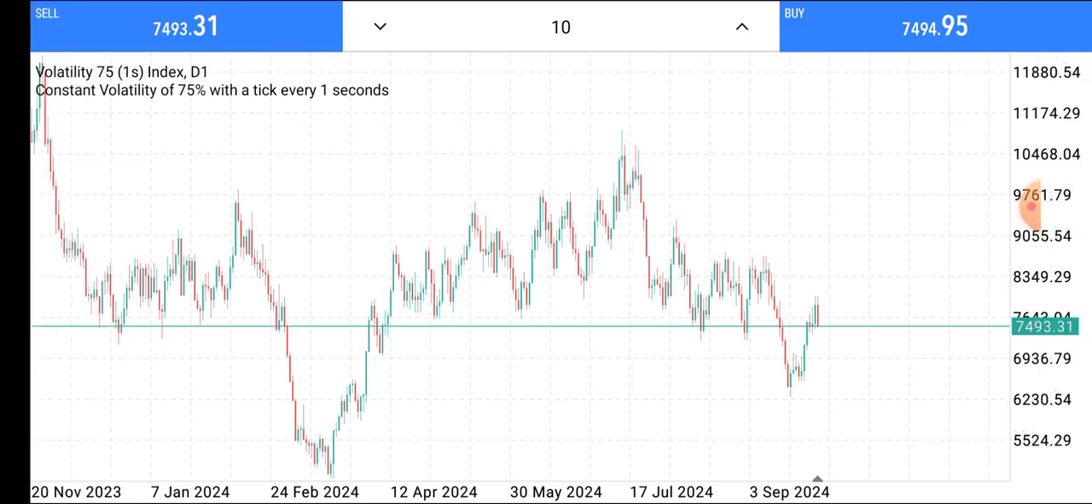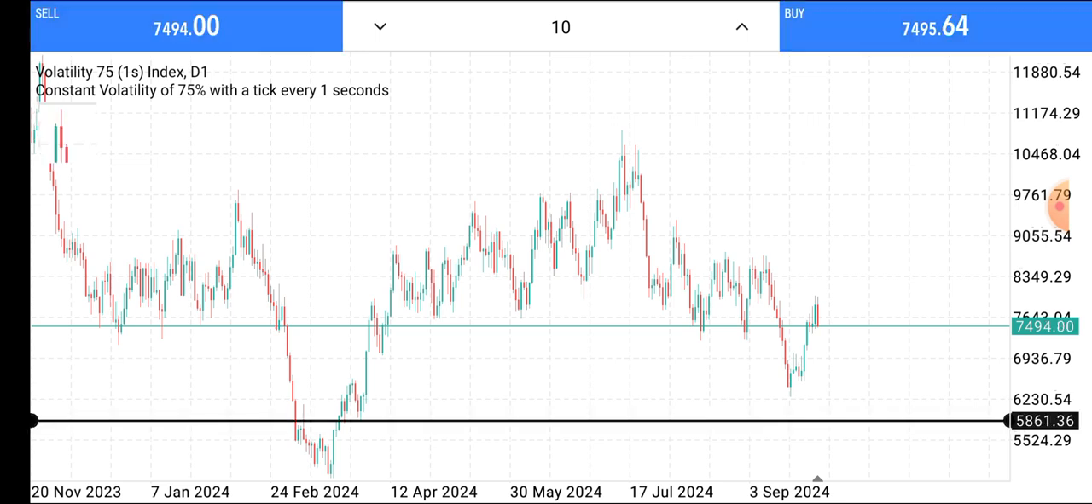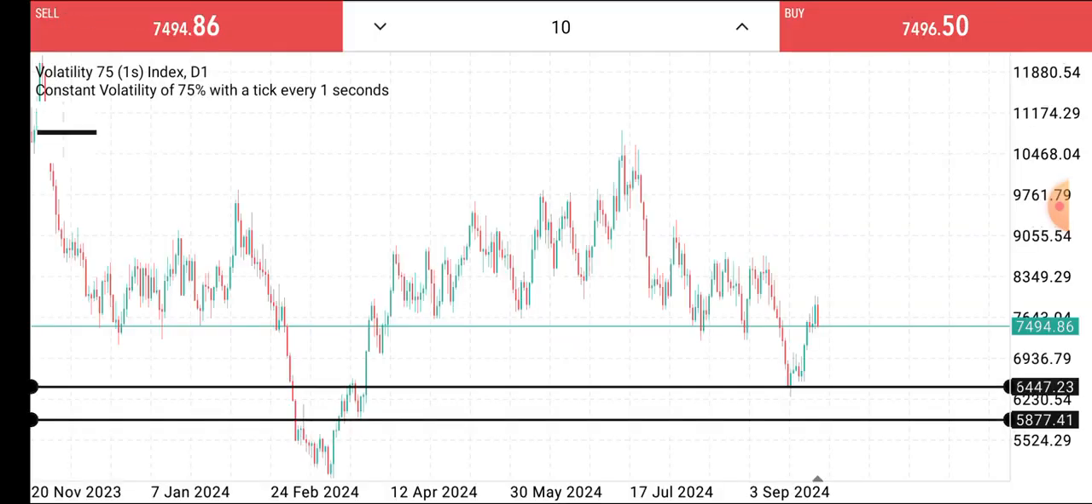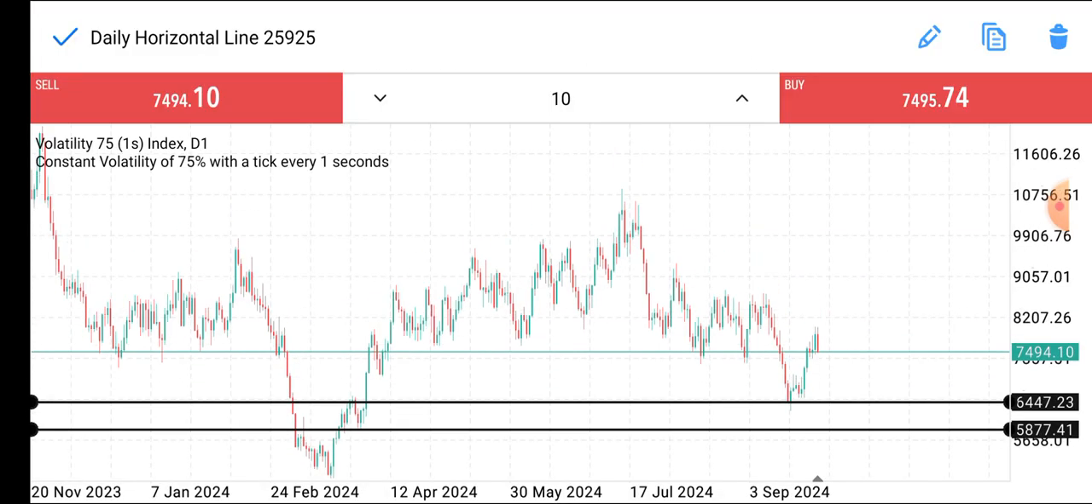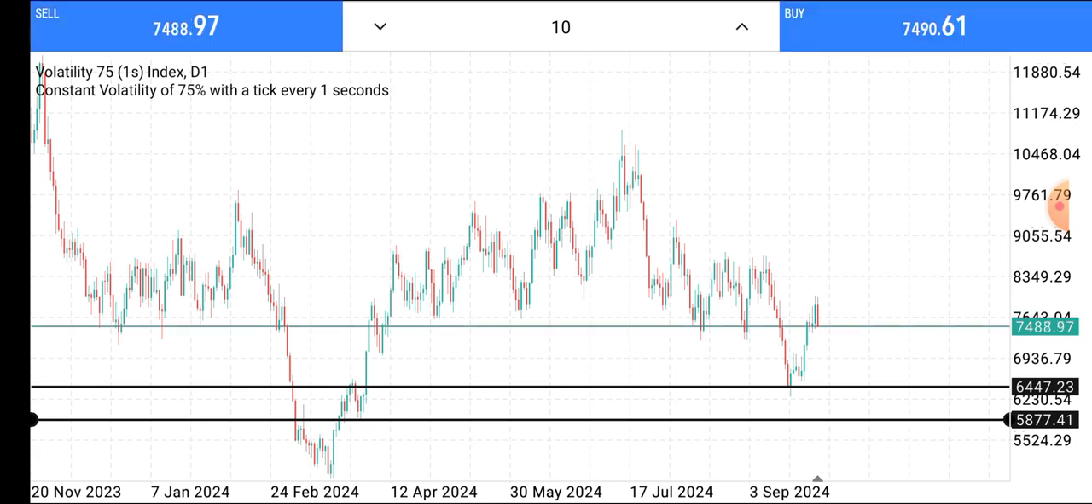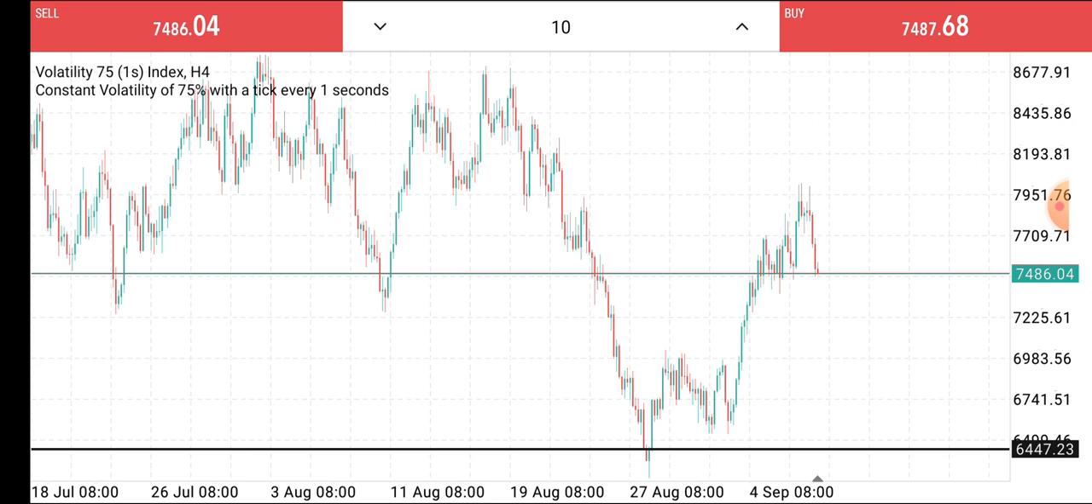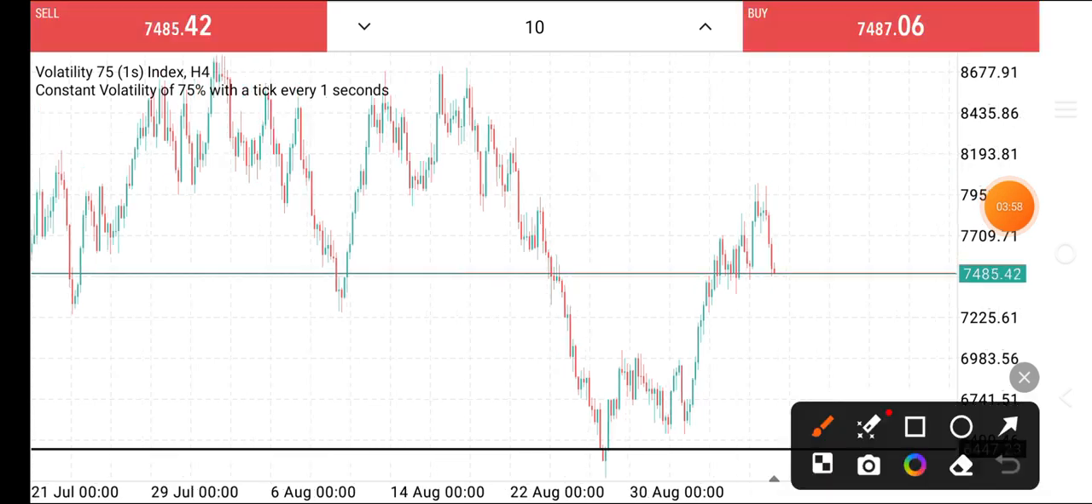I'm going to pull out my horizontal line and mark this level. This is where the market stopped, the previous market stop. This is the immediate low before the market started pushing up again. So let's go back to the 4 hours again. From the 4 hours, you can see that this respected the immediate low. This respected the immediate low, and the market is currently pushing up.